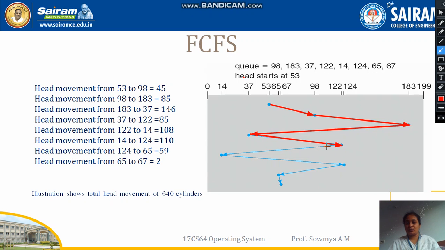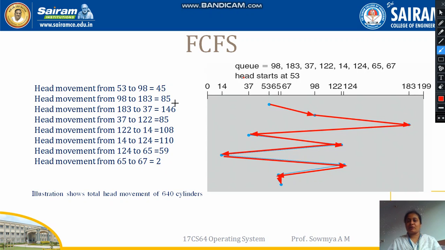From 122 to 14. From 14 to 124. So we are at 14 to 124. From 124 to 65, we are at 65. From 65 to 67. For every movement, calculate the total number of head moved, from 65 to 67, or it may be from 124 to 57.